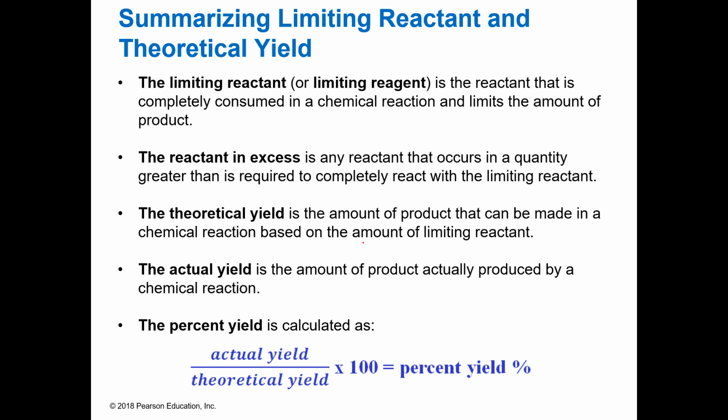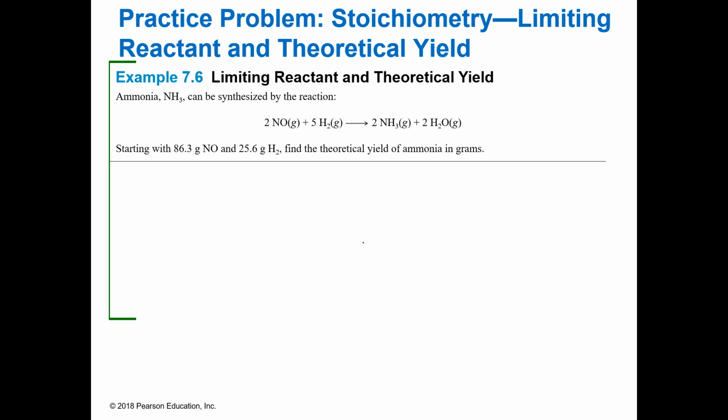All right, so summarizing. Limiting reactant is the one that limits how much product we can make. The reactant in excess is one that we have left over. The theoretical yield is how much product we're going to make based on the limiting reactant. The actual yield is how much was produced, so that's done in the lab. You'll have to be given the information. And then the percent yield. Okay, so let's use it.